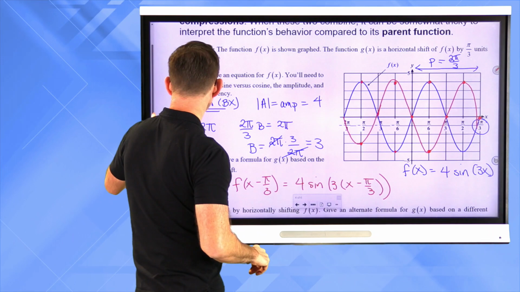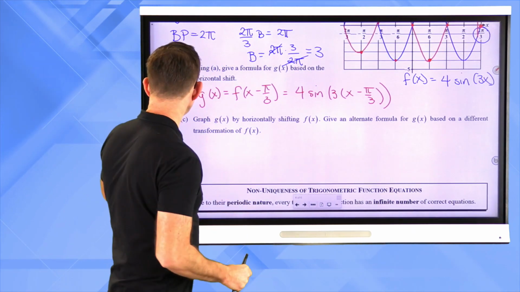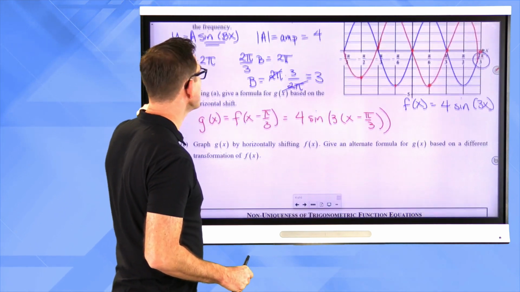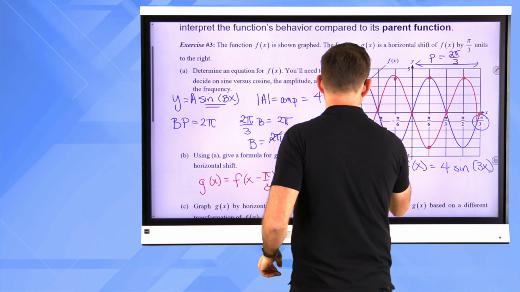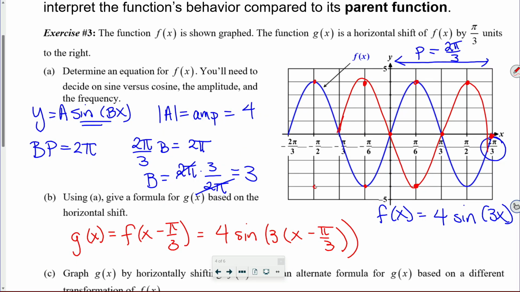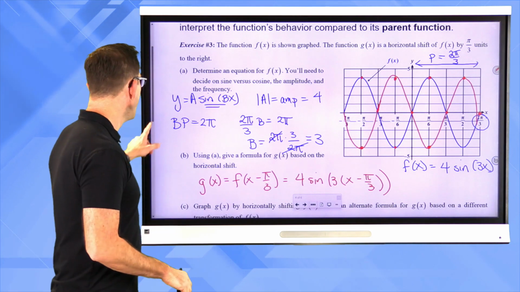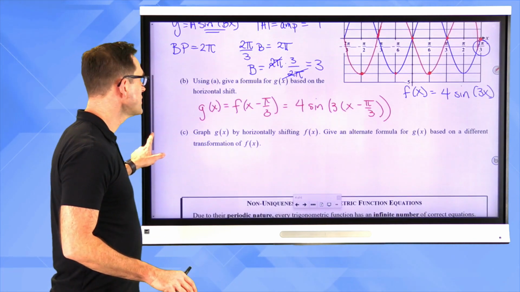Now, the second part of this question, oh, I'm sorry, did I botch that? Oh, that's why it just didn't look right. I got so caught up in the 3x and the pi over 3, thank you, Joey, that I did not make the amplitude there 4. It's a dampened sine curve. Okay, that's a whole different thing for pre-calculus. We're not going to go there.